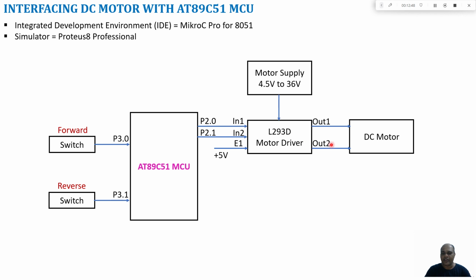So it gets connected to your L293D motor driver. Port 2.0 is connected to input 1 terminal of your motor driver. Same way, port 2.1 is connected to input 2 terminal of your motor driver, and the enable line is connected with the supply. And we also need to connect the appropriate supply required for the motor to the motor driver. Then the output terminals from your L293D motor driver will be connected to your DC motor.